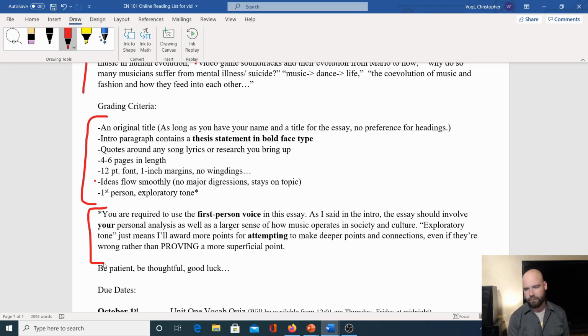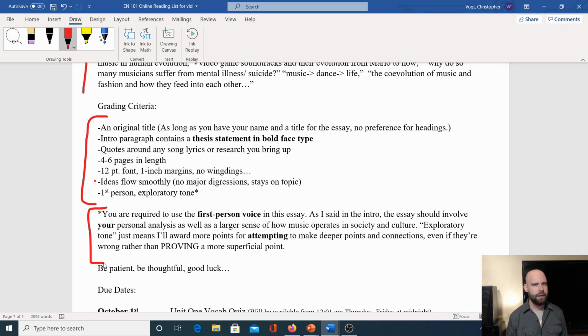So here's what the first person voice is. Don't think of it as you proving a point. Think of it as you showing off that you're stretching and you're trying to outsmart yourself. So I'm not interested in you having one main point that you prove. Anybody can write that paper. You already wrote that paper in high school.